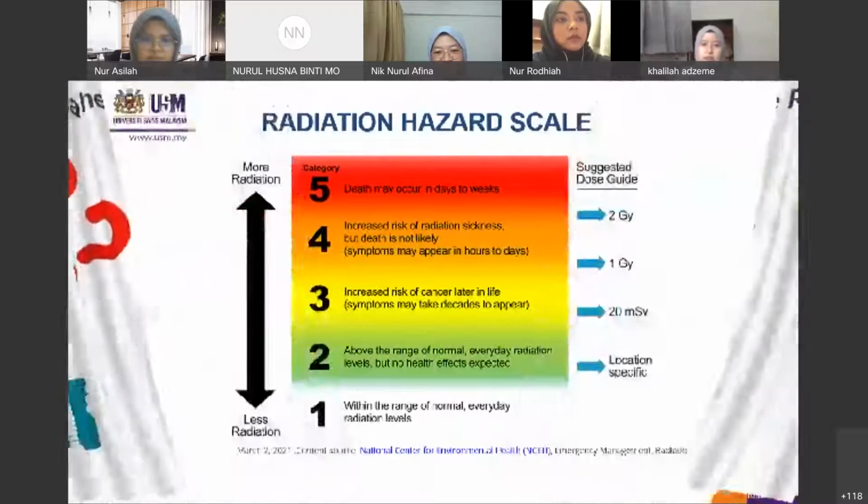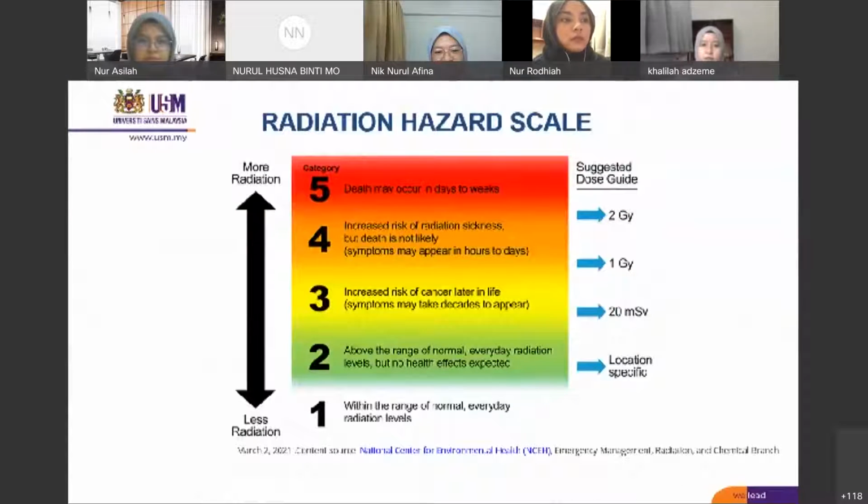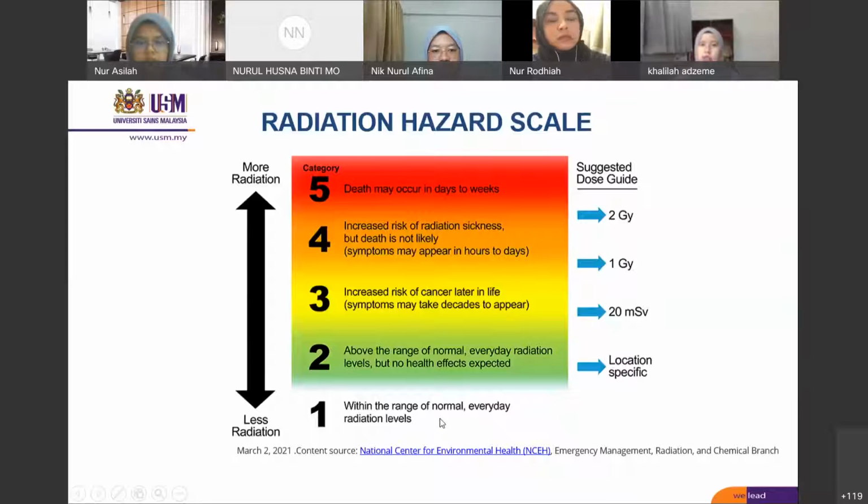Radiation hazard scale has 5 categories. Category 1 means that the radiation level in the environment is within the range of the natural background radiation for the geographic area, which is a low amount of radioactive material that exists naturally in our environment, food, air, and water, and constantly in our body. The second category means that the radiation level in the environment is higher than the natural background radiation. However, this radiation level is still considered too low to observe any health effect.